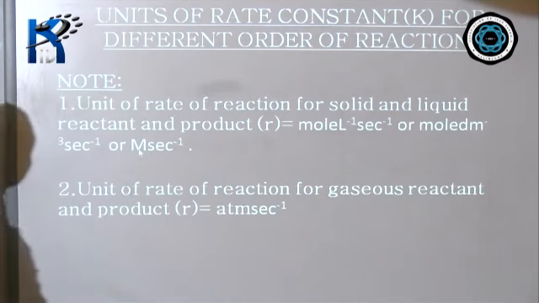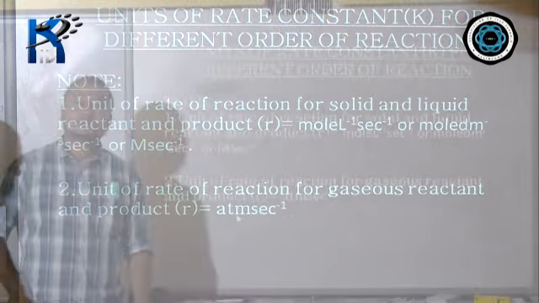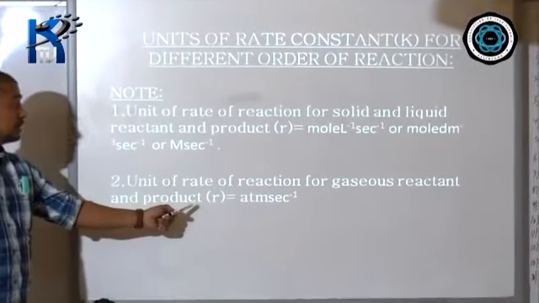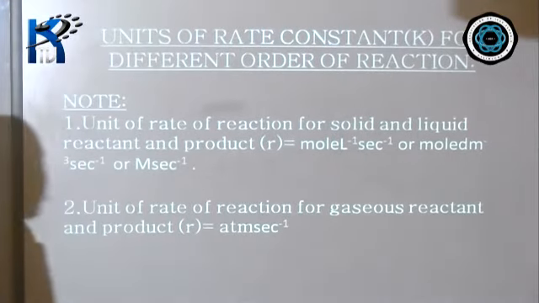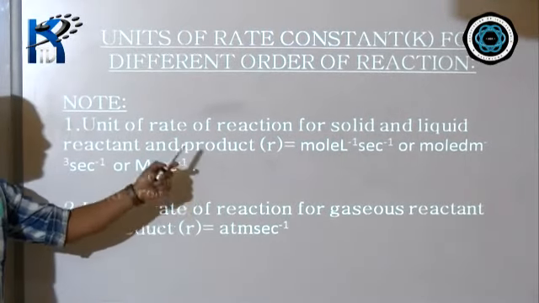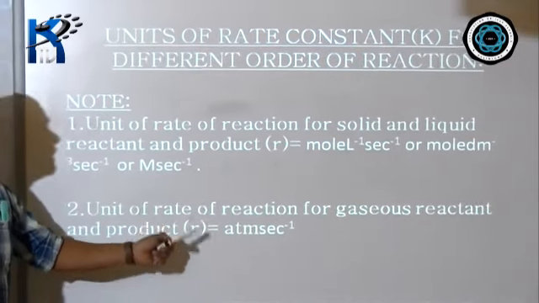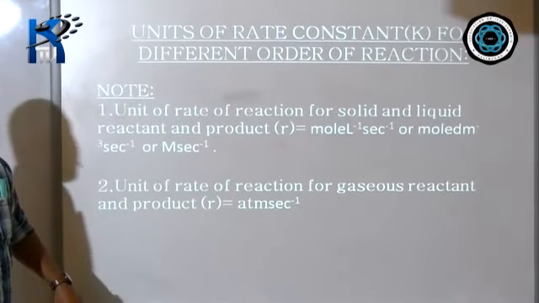Similarly, to find the unit of rate constant for gas, you need to know the unit of rate of reaction for gaseous reactant and product, and the unit is atm s^-1. So students, if you know the unit of rate of reaction, that is small r, you can find the unit of rate constant, that is k. So do remember the unit of rate of reaction for solid, liquid and gas, that is for r. Only then can you find the unit of rate constant k.